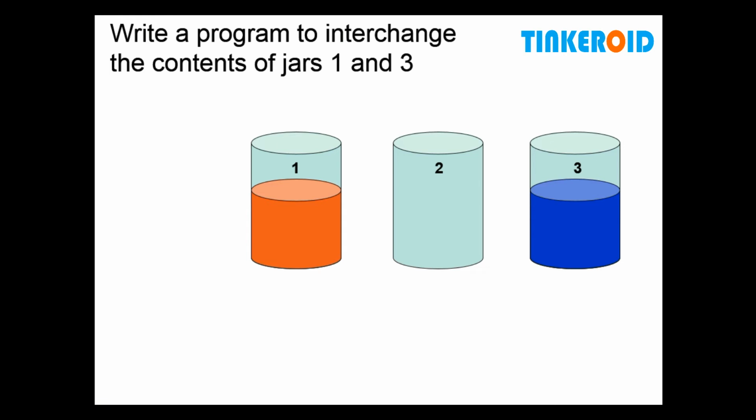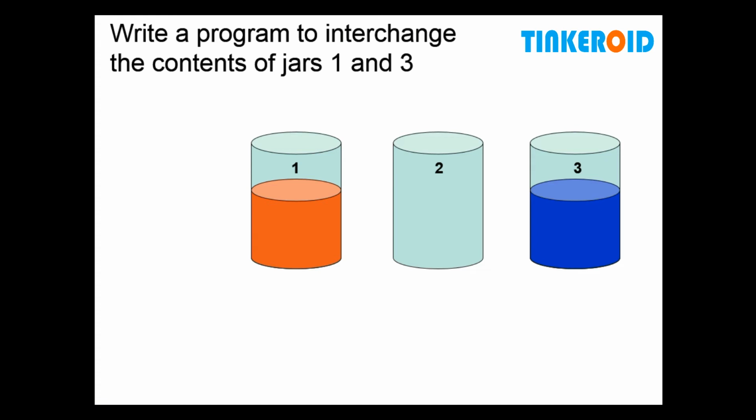You can have different kinds of programs. Now here we have a task. We need to do something. What's that? There are 3 jars or containers. Jar 1 has some liquid and jar 3 has blue color liquid. What we want to do is interchange the liquid between 1 and 3.